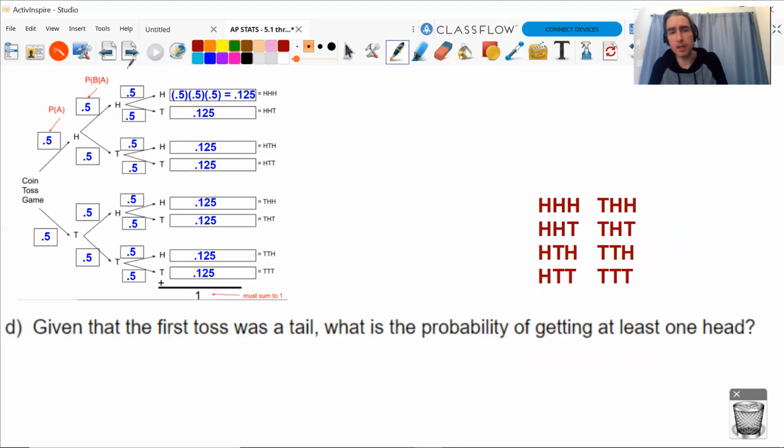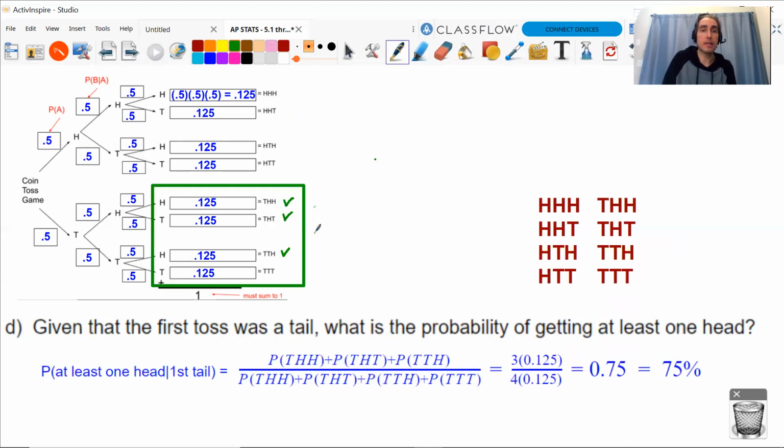All right, part D, conditional. Given that the first toss was a tail, what's the probability of getting at least 1 head? So the first toss in this scenario has to be a tail. So I have to follow the branches down here, and I'm only concerned with these numbers. So out of those numbers, probability of getting at least 1 head, I got 2 H's here, 1 H there, 1 H there, that occurs 3 out of those 4 times.